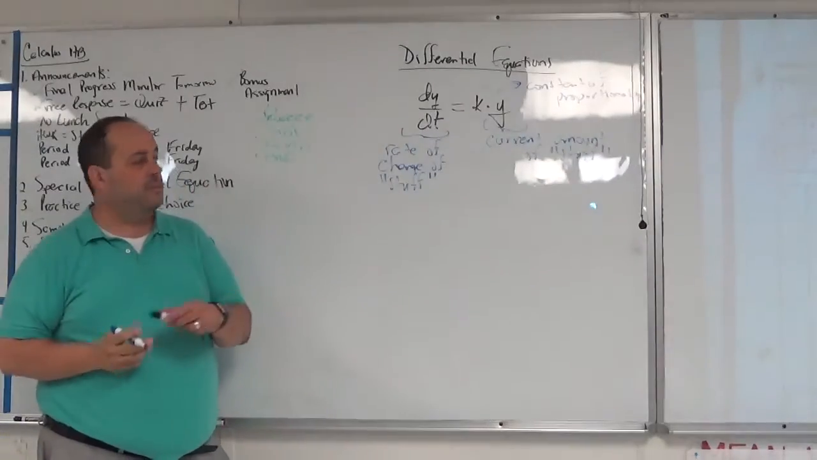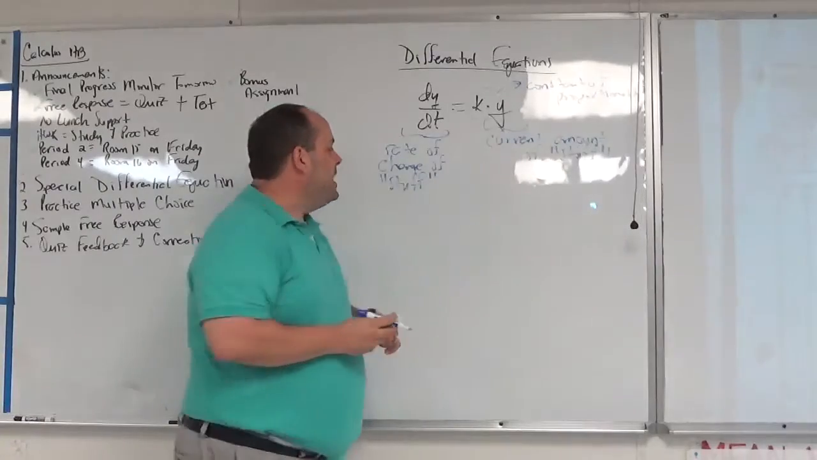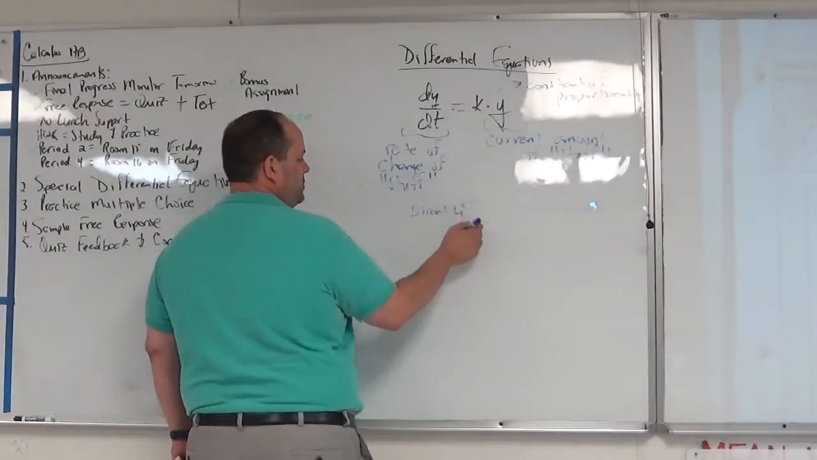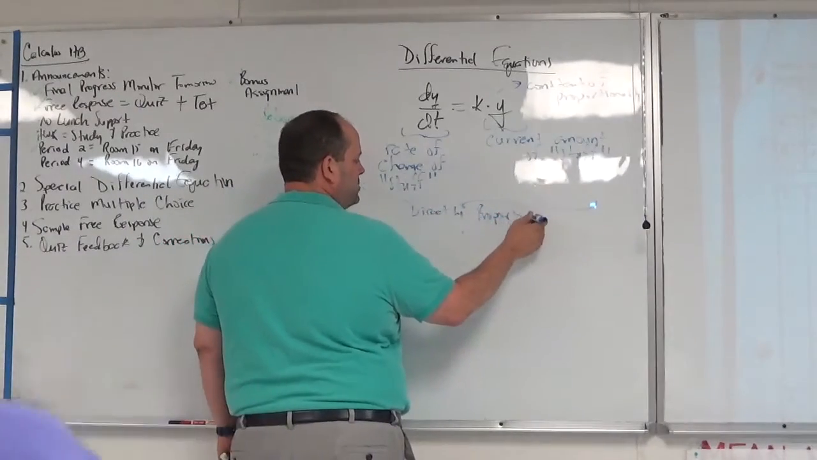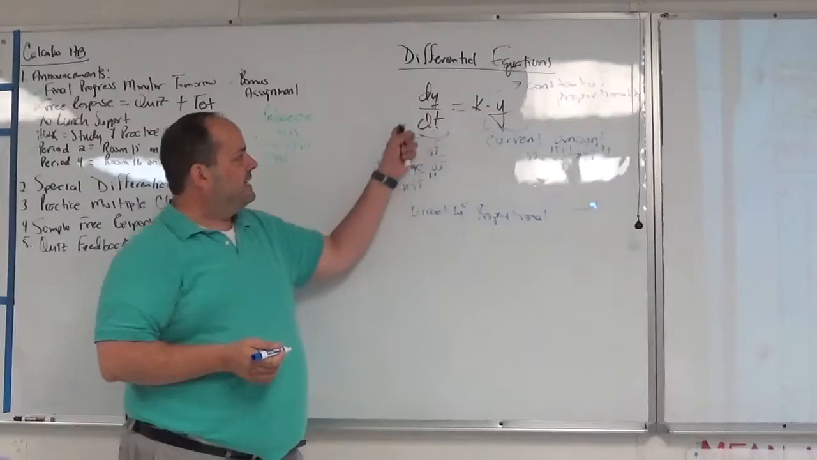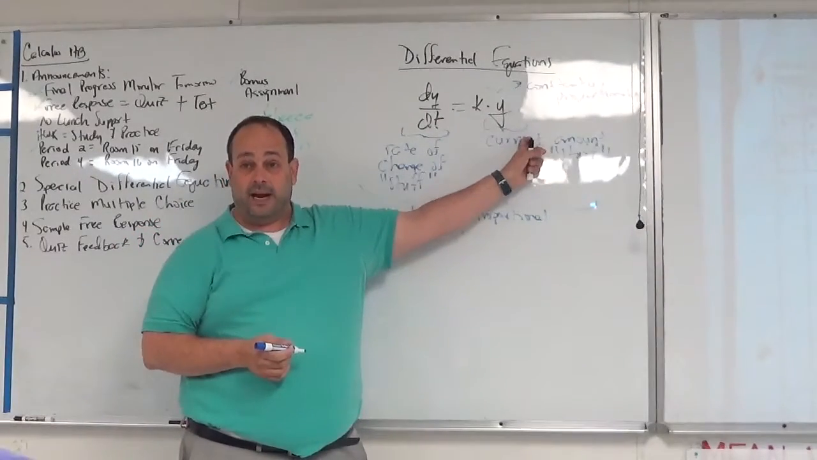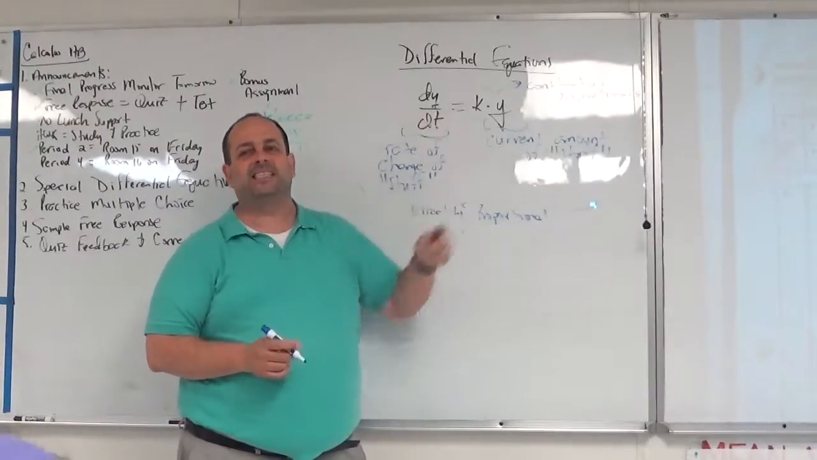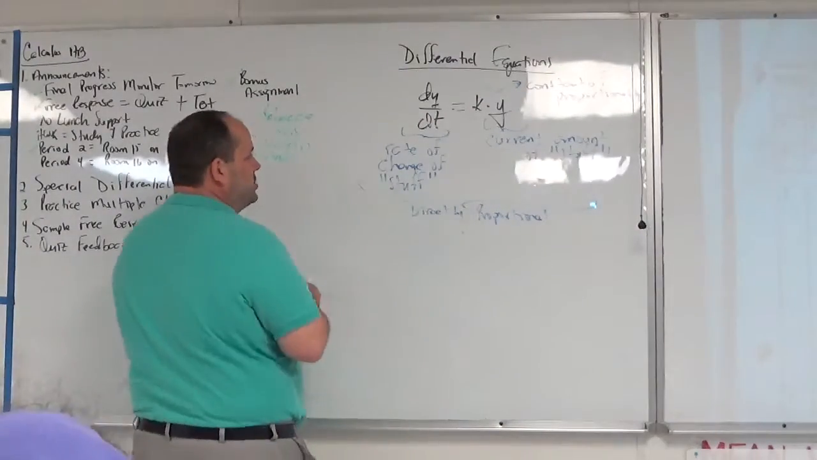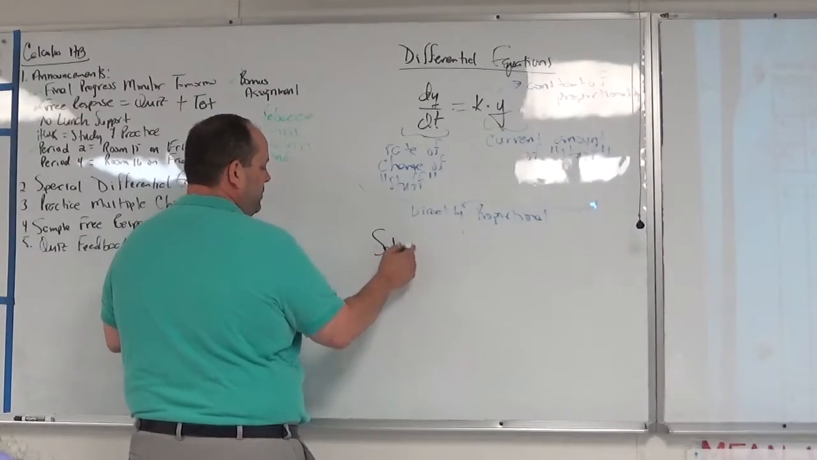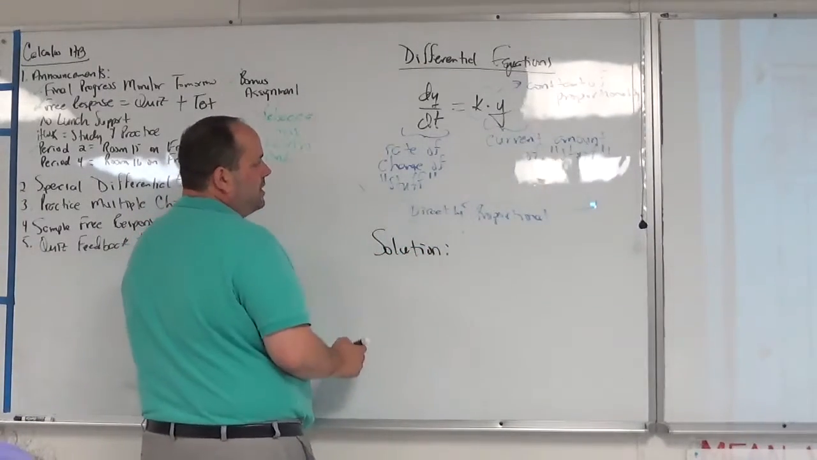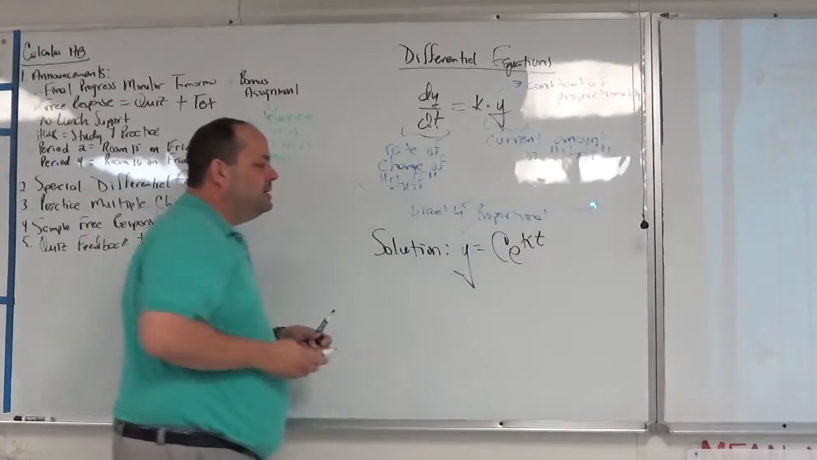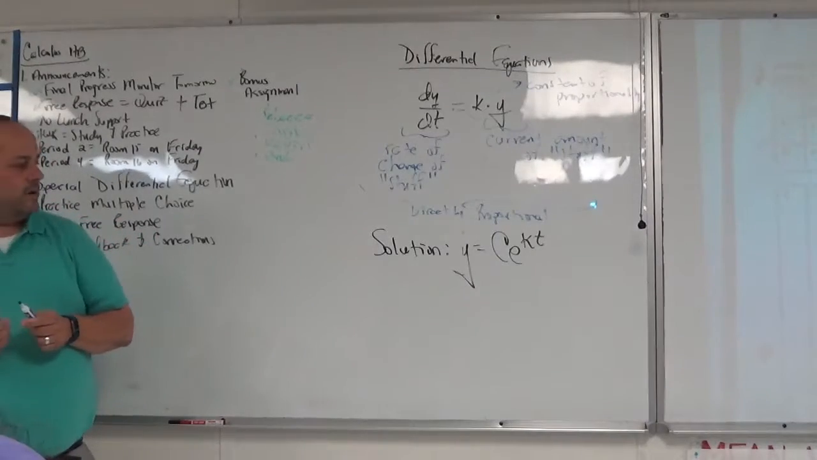Everybody with me so far? dy/dt equals k times y. This is a directly proportional relationship, which is a phrase we haven't used in a while. Directly proportional just means the stuff on the left is a constant times the stuff on the right. When you see this, and you will see it, you can jump automatically to the solution. You don't have to do any work at all. It looks like this: y equals c times e to the kt power.